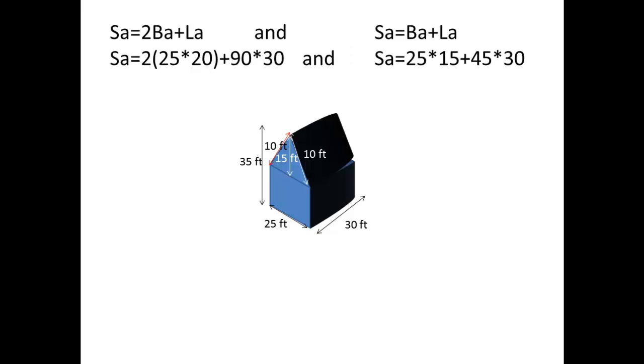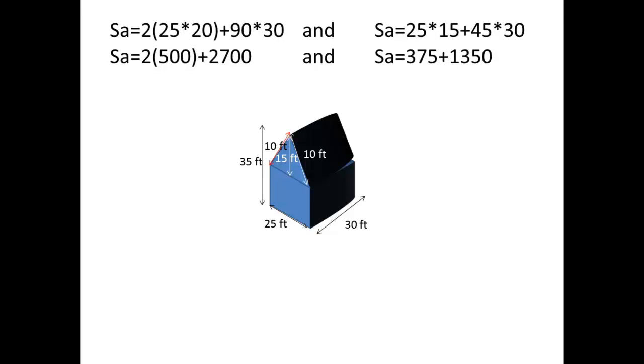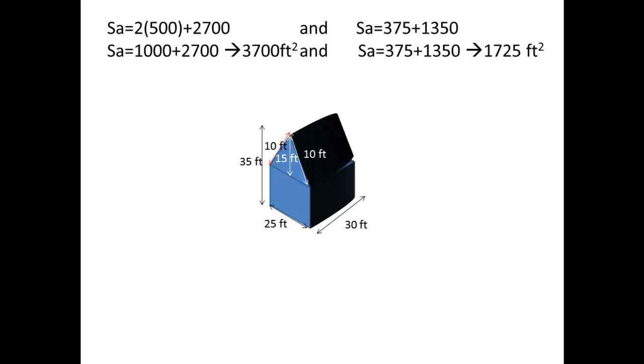Now, when we plug in all this information for the rectangular prism, the equation turns into surface area equals 2 times 25 times 20 plus 90 times 30. And surface area equals 25 times 15 plus 45 times 30. And then if we simplify it further, we get 2 times 500 plus 2,700 and 375 plus 1,350. Now, if we simplify this further, we get 1,000 plus 2,700, which equals 3,700 feet squared, and 375 plus 1,350, which equals 1,725 feet squared.